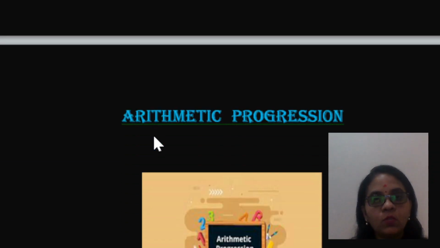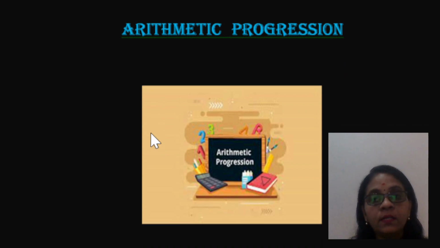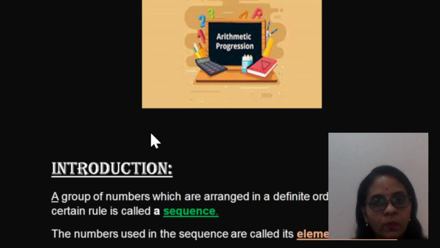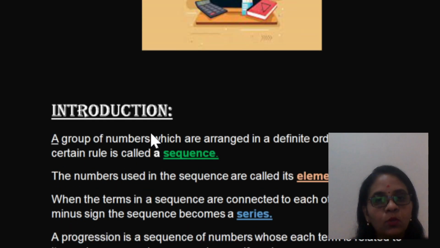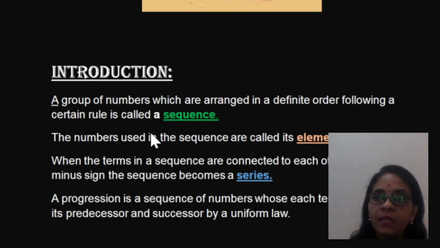Before we get into what is an arithmetic progression, you should know what is a sequence. A group of numbers which are arranged in a definite order following a certain rule is called a sequence. So what's a sequence? A group of numbers which are arranged in a definite order following a certain rule is called a sequence. The numbers used in the sequence are called its elements, just like the elements of a set.